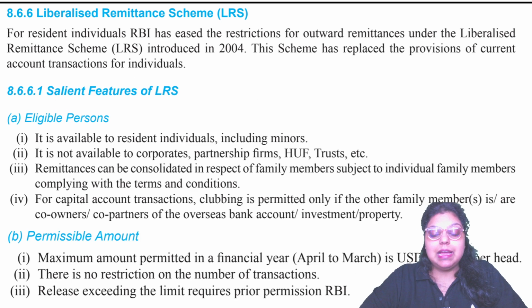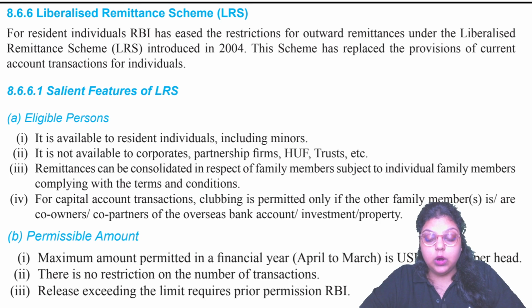Now we have the Liberalized Remittance Scheme, which was introduced by RBI in 2004. The Liberalized Remittance Scheme allows outward remittance, to transfer funds from India to abroad, of $2.5 lakh in one financial year, and it is allowed to resident individuals including minors. You can see it is available to resident individuals including minors. It is not available for a corporate, partnership firm, Hindu undivided family or trust.